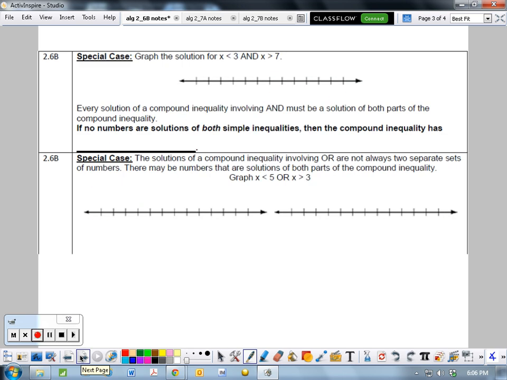Okay, so special case. Very, very important special case. So we've got several of them. We're going to go ahead and start with the first one. Graph the solutions for x is less than 3 and, so we're looking for overlapping, x is greater than 7. So I'm going to use my 3. I want less than 4, 5, 6, 7. I want greater than.